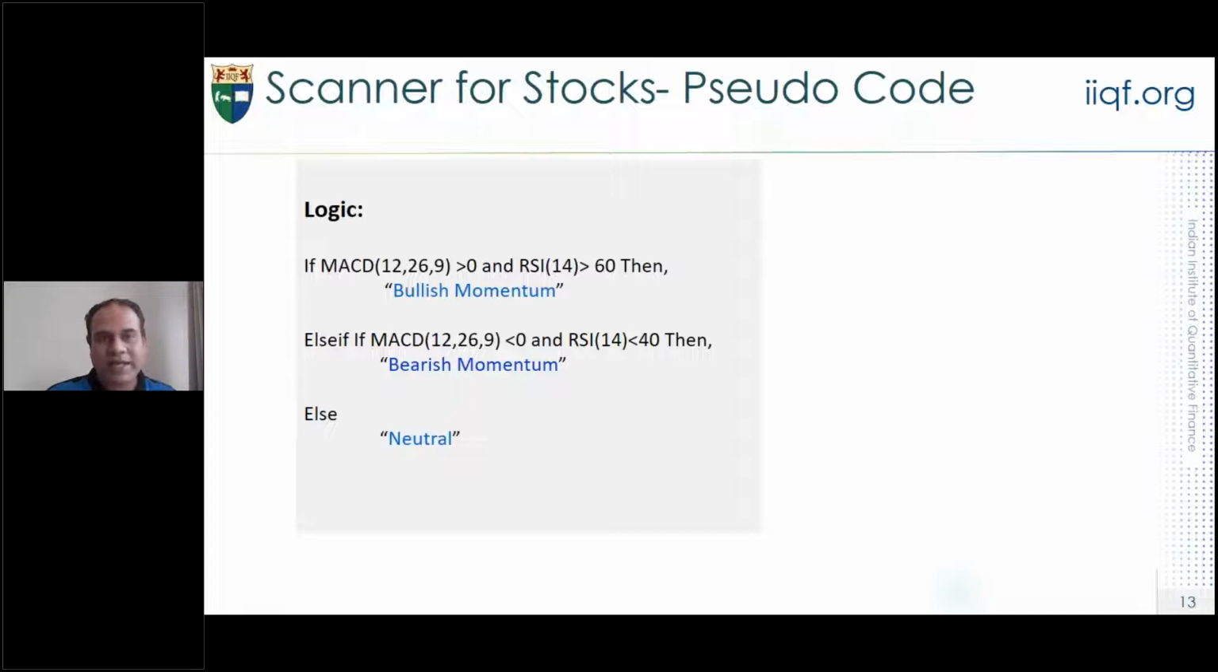So using MACD and RSI in this combination is a bullish momentum. Similarly, for the bearish momentum, if the MACD is negative and I have a low RSI reading, like a 14 period RSI below 40, that's the start of a bearish momentum. And if a stock does not satisfy any of the criteria, I will say that it is a useless stock and it is in the neutral category.